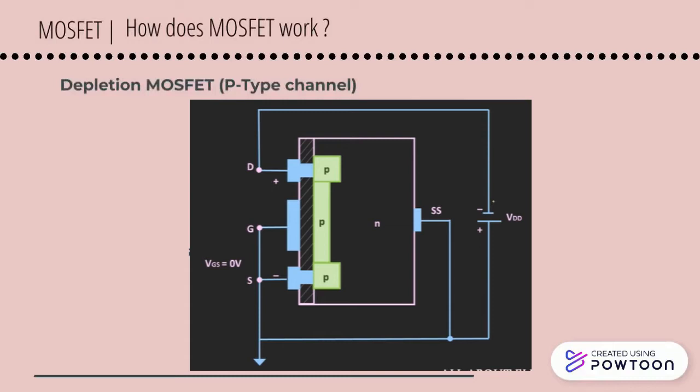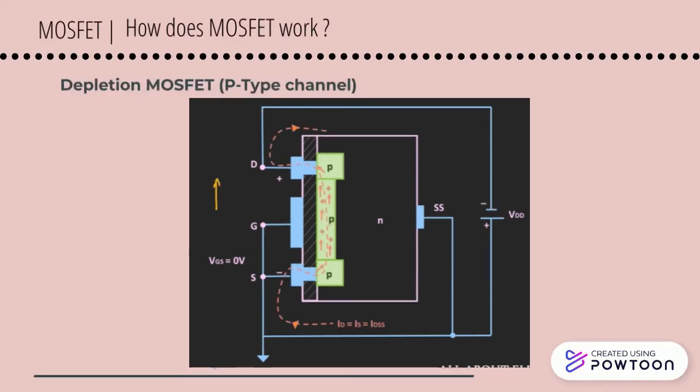So here is the diagram for the P-type channel depletion MOSFET. In this type, the channel is made out of P-type semiconductor material, and the substrate is made out of N-type material. For this type, the polarity will be reversed. The VGS will be positive and the VDS will be negative. The holes in the P channel get attracted to the negative terminal and establish the flow of holes. The conventional current will flow in the same direction.